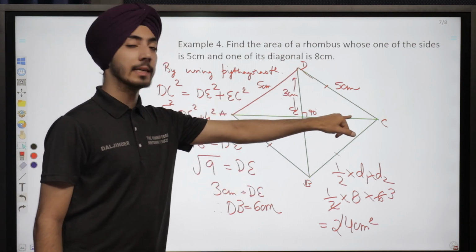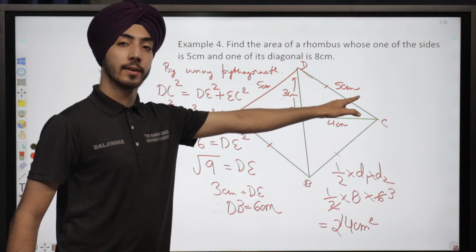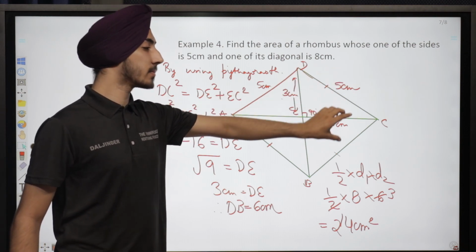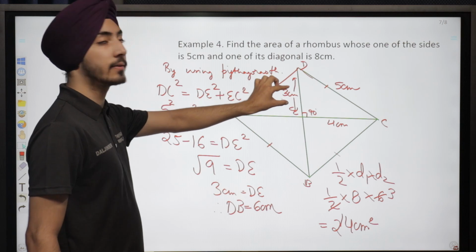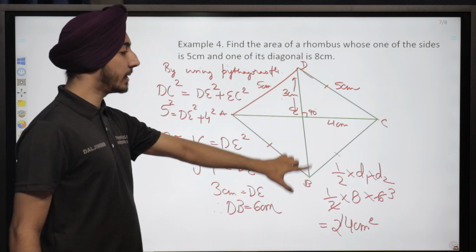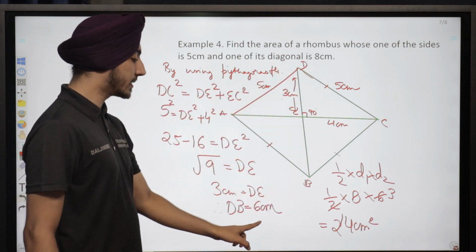We got one of this side as EC. हमको उसने side बता रखा था 5 centimeter. We use the Pythagoras theorem. Hypotenuse में से हमने base minus कर दिया. We got this perpendicular 3 centimeter. And twice of this perpendicular is the diagonal, and we got it as 6.